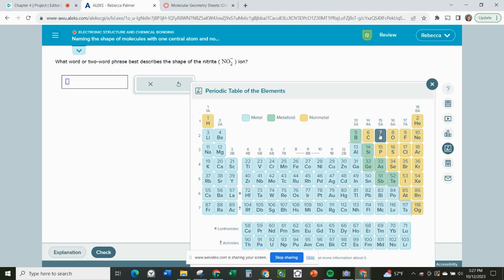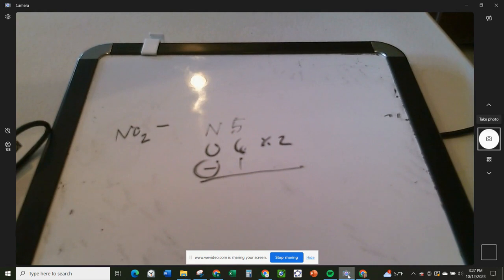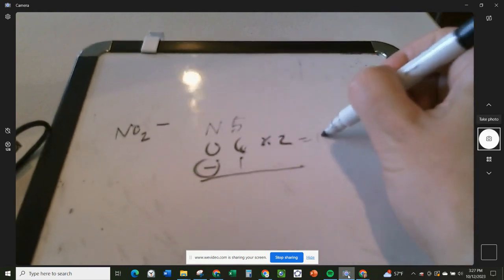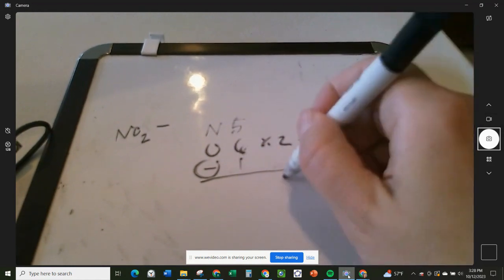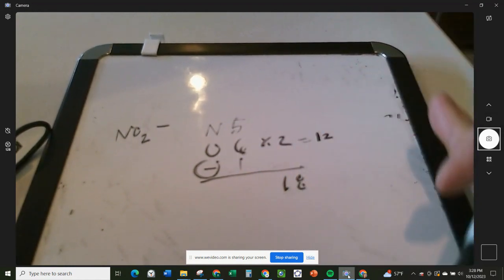And oxygen, there's 3 of them. Oxygen's right next to it. It's in the 6A column. It's going to bring us 6 each. And then we have this minus. So remember, if we have a minus charge, that means we get 1 extra electron. So this gives us 18. And then we have 5 plus 1 is 6, plus 12 is 18.